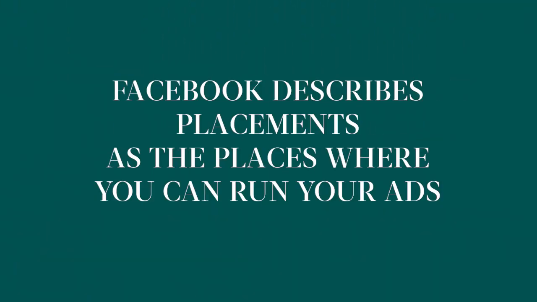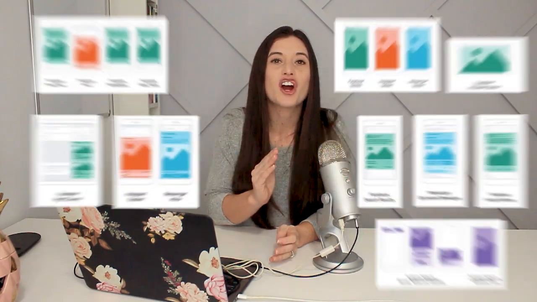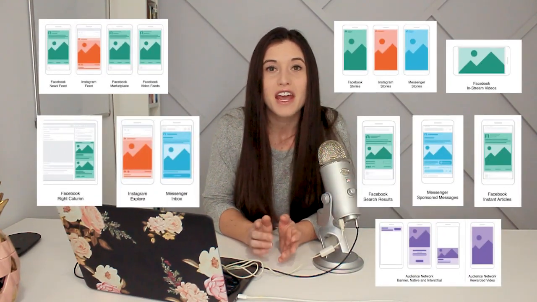Facebook describes placements as the places where you can run your ads. Depending on the objective you choose when you create your campaign, your ads can appear on Facebook, Instagram, Messenger, and audience networks. There are 18 ad placements to choose from. Facebook suggests that you choose automatic placement, but it's never a bad idea to do some of your own A/B testing. When you're first beginning to make ads, you should run them on every placement possible, but not every ad will work on every placement.